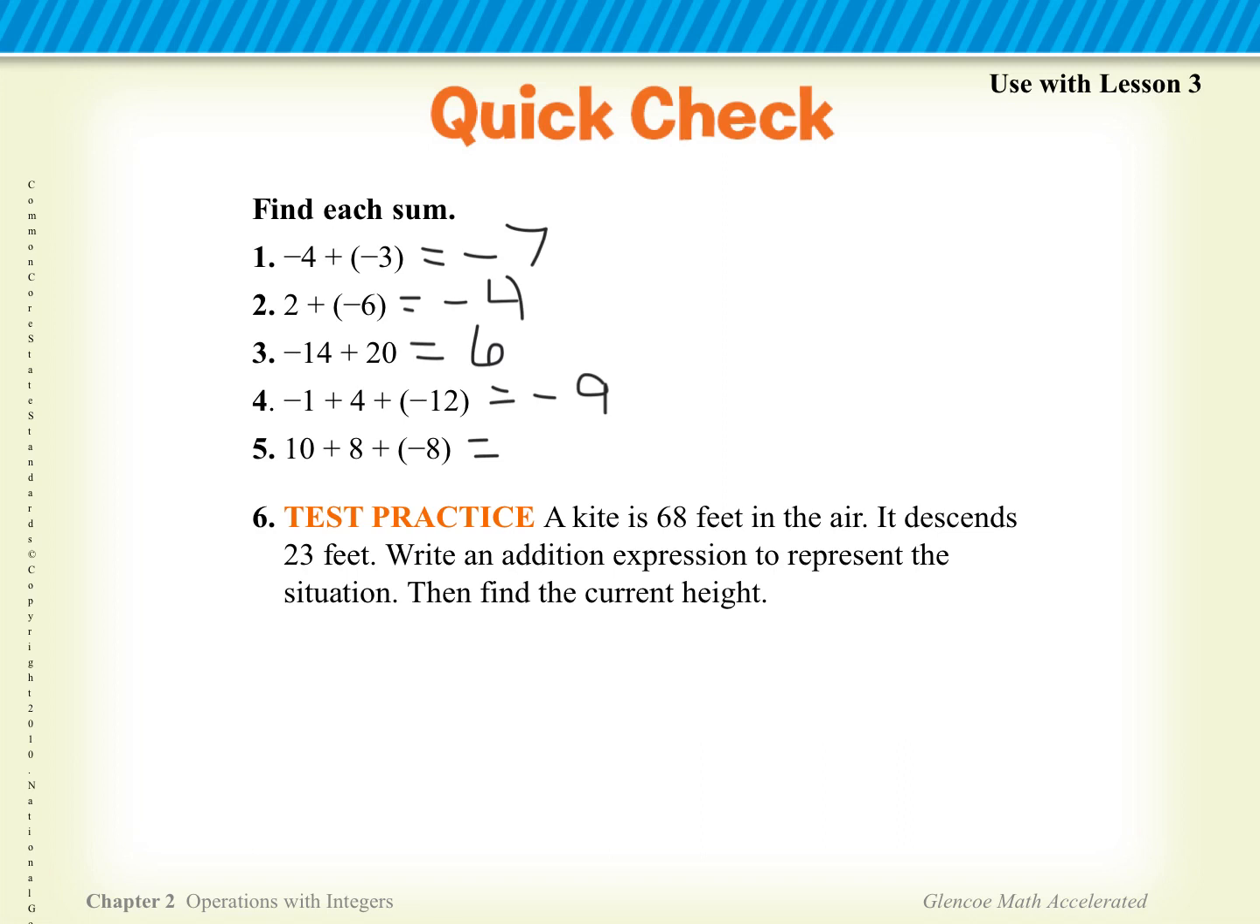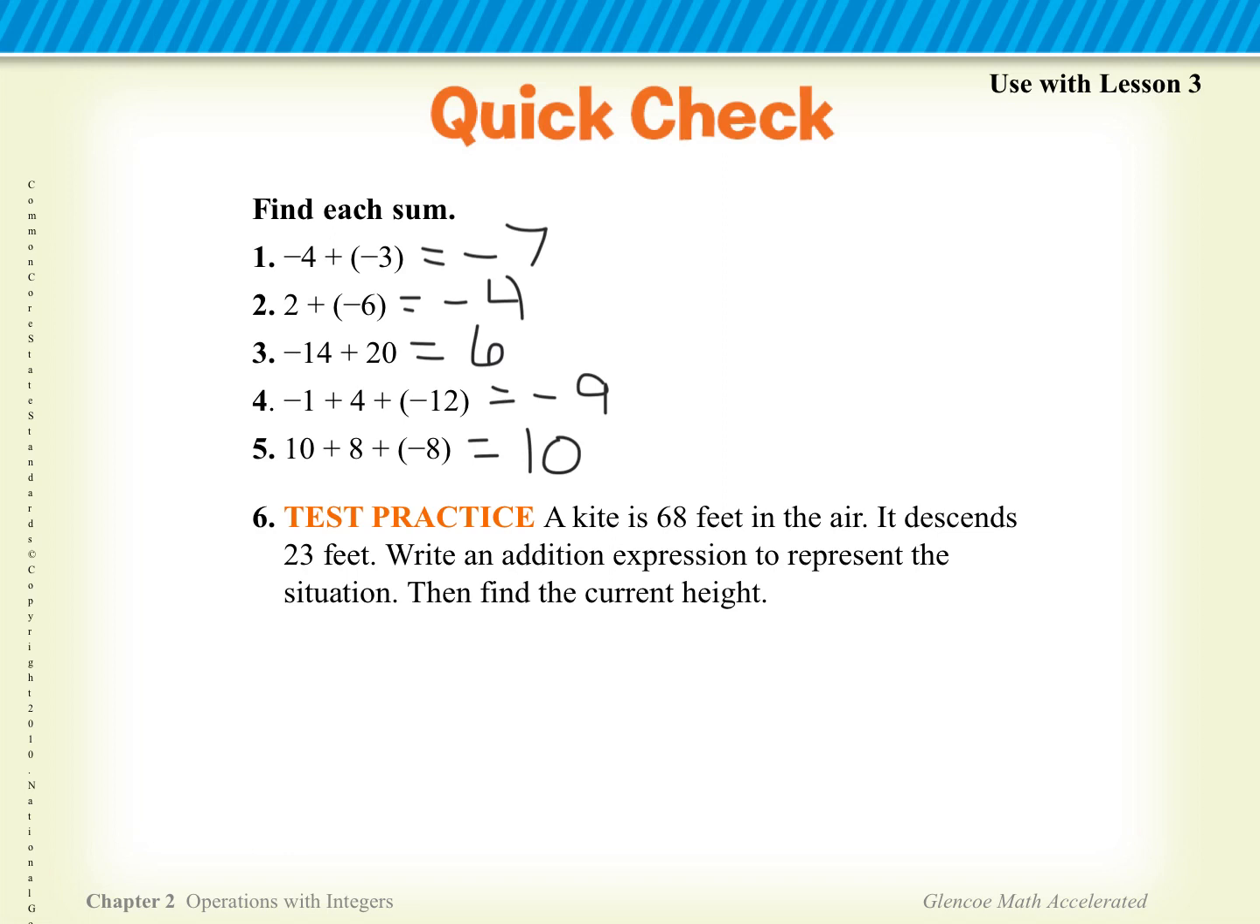On number 5, let's work left to right. Okay, so we have 10 plus 8, you get 18. So now you have 18 plus a negative 8. That's 10. Are we okay with those? Yes. Okay, let's look at this word problem.